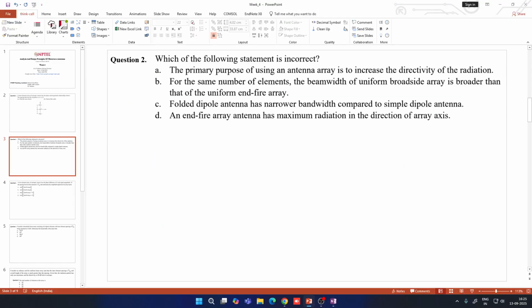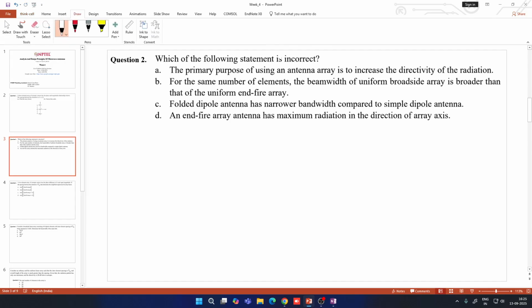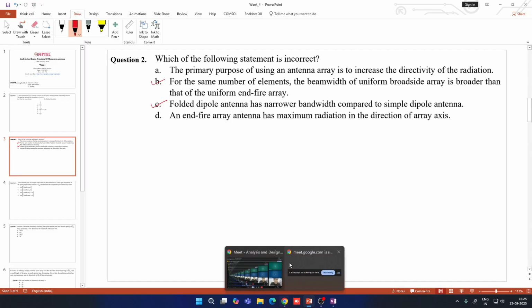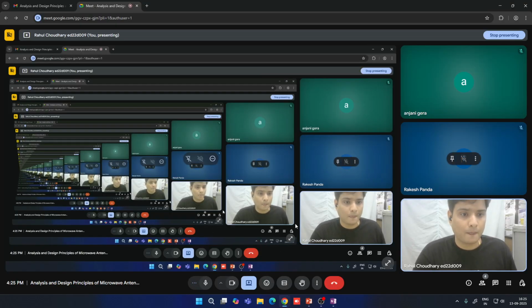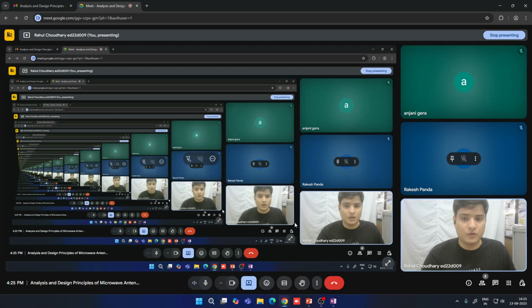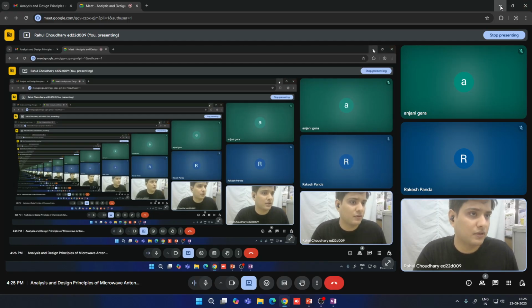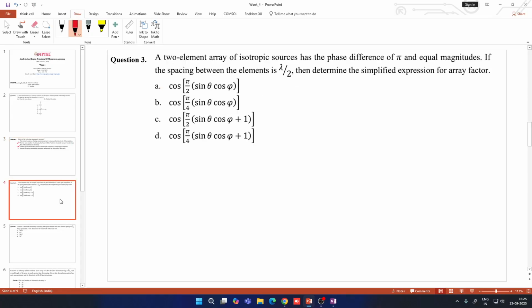So here, the question asks which of the following statements is incorrect, or are incorrect, we can say. There are two options for this, option B and option C. These both are incorrect. I hope this is clear. If you have any doubt in this, please let me know. Otherwise, we will move on to question number 3.